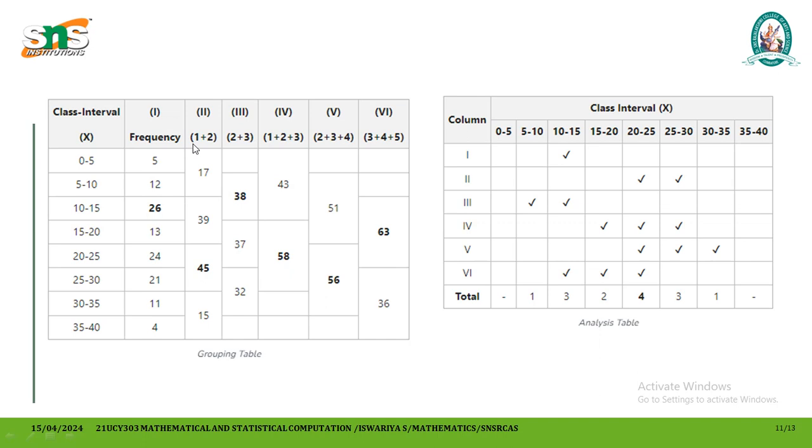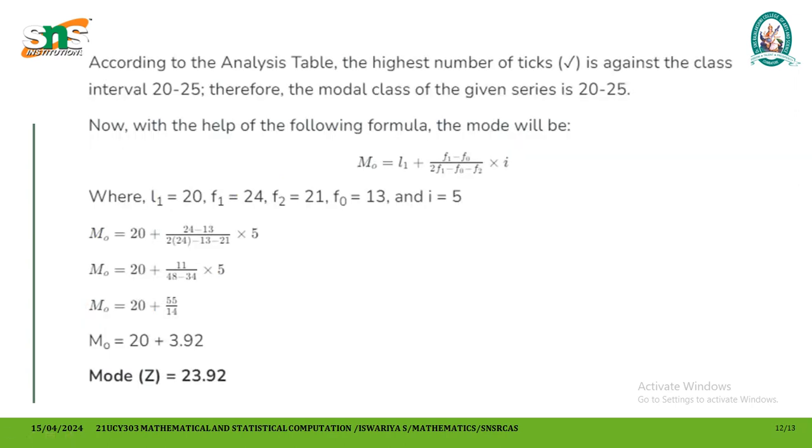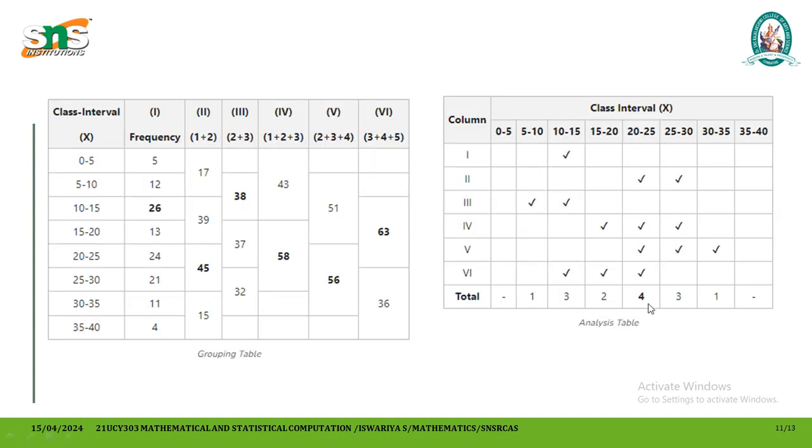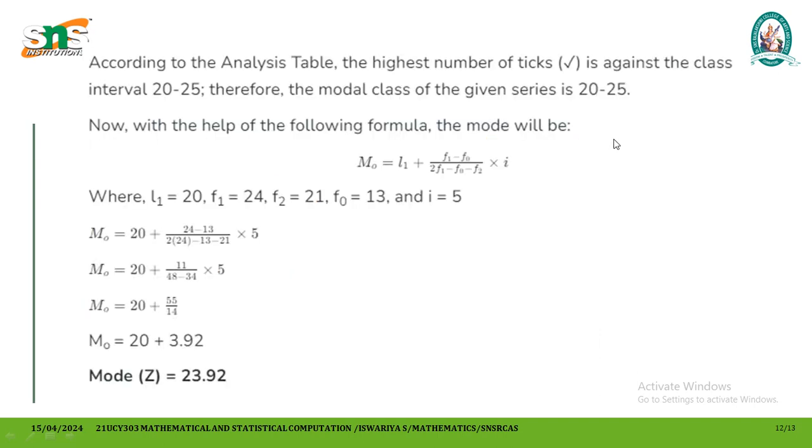We group the frequencies as I explained in the previous problem. After the grouping, we analyze the table as shown in the previous problem. After completing the grouping and analysis table, we find the mode for this problem. Here the highest count is 4, so the modal class is 20 to 25. Using the formula, we calculate the mode.